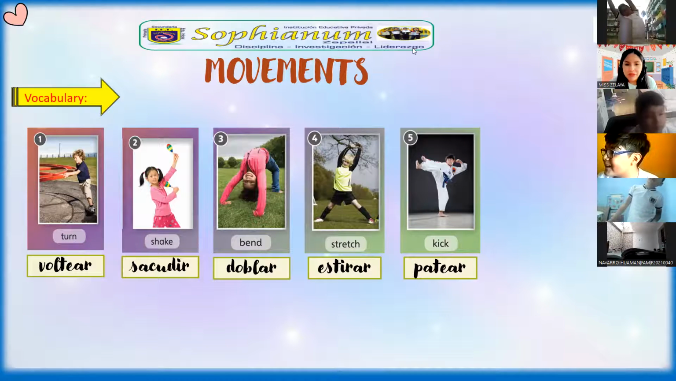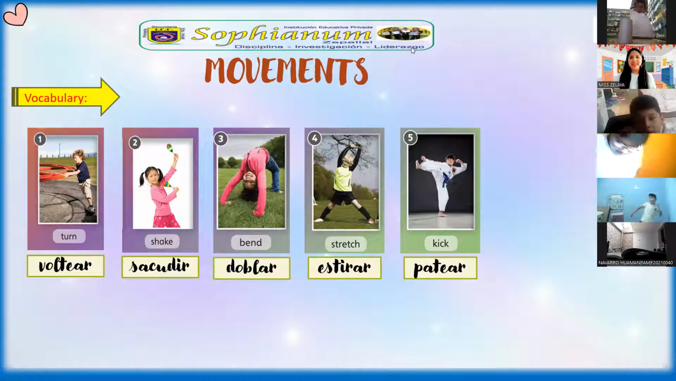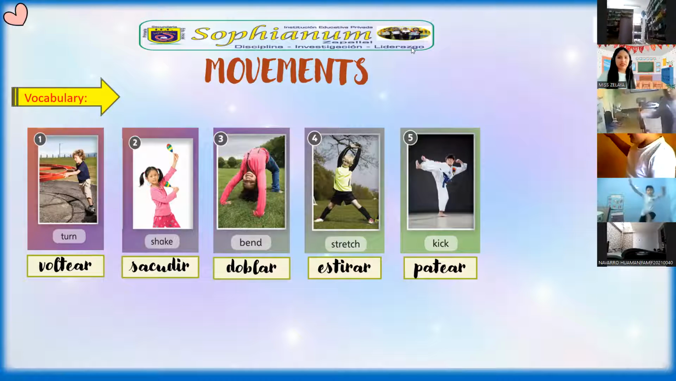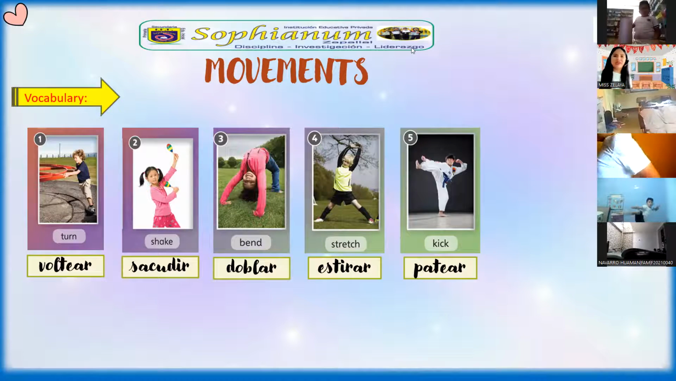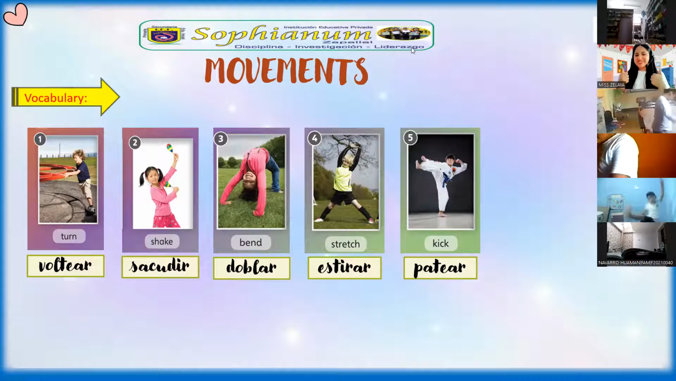Continue with the number five, kick. Ahí hay que tener cuidado. Cuidado que no pateemos a nadie, ¿ok? Cuidado con patear a alguien. Kick es patear, es dar prácticamente una patada, en alto. Kick, ¿ok? Ok, I can't do it. One, two, three. Ok, let's see. Kick. Ok, very good, students.